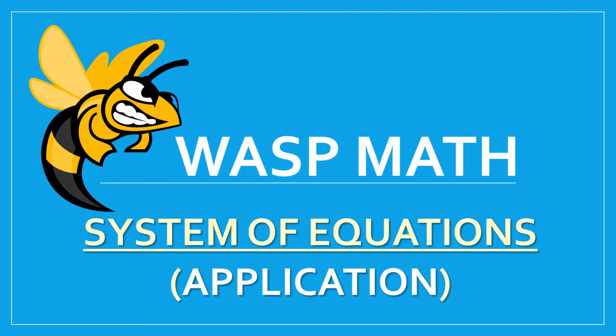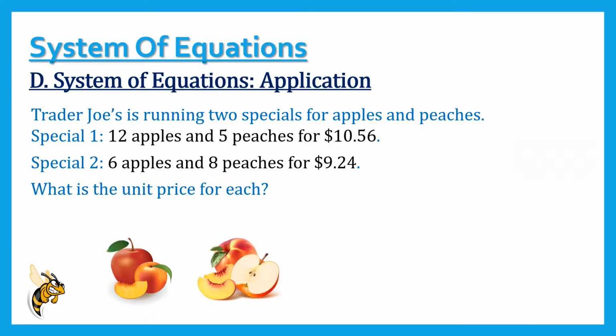This video will focus on system of equations, the application of system of equations. First example, Trader Joe's is running two specials for apples and peaches. Special 1, 12 apples and 5 peaches for $10.56. Special 2, 6 apples and 8 peaches for $9.24. What is the unit price for each?